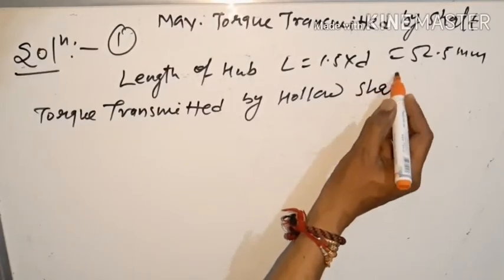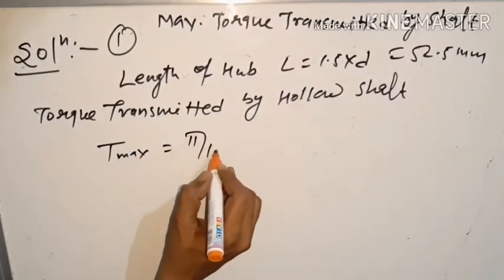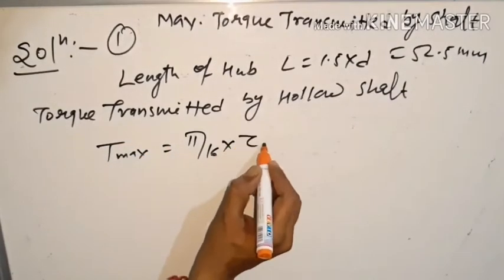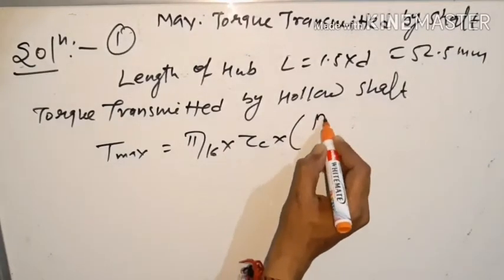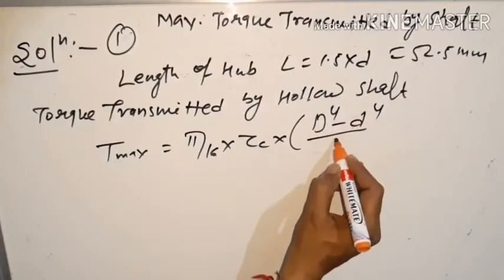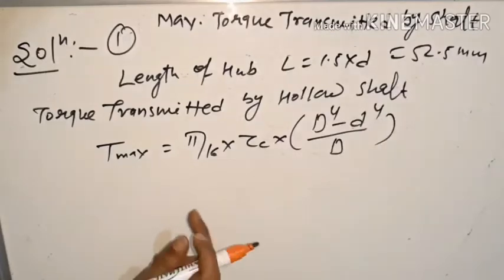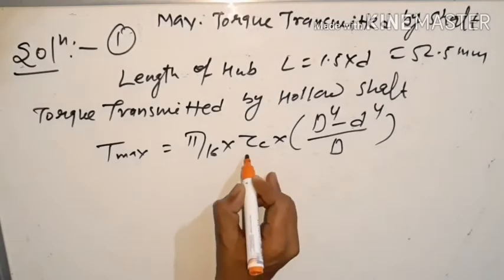Okay, so hollow shaft, so T max is equal to pi by 16 into tau c, because hub is made of cast iron, tau c, and outer diameter of hub, that diameter of hub is d4 and small d. This equation was completely discussed in the previous chapter, so I provide a link in the description. Okay, so now we can check this value.